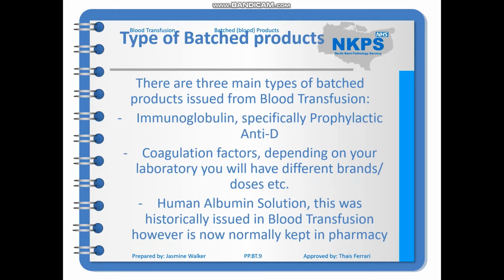And the final type of batch products is human albumin solution. So this historically was issued in blood transfusion, however, is not normally found in the transfusion laboratory anymore. It's kept in pharmacy, so I'm not going to discuss that in this talk.